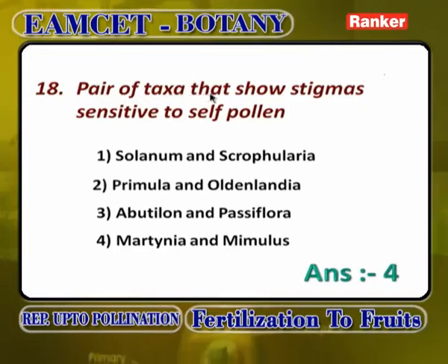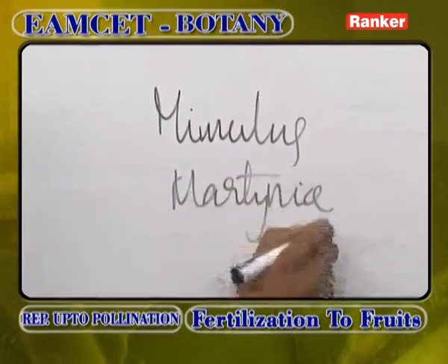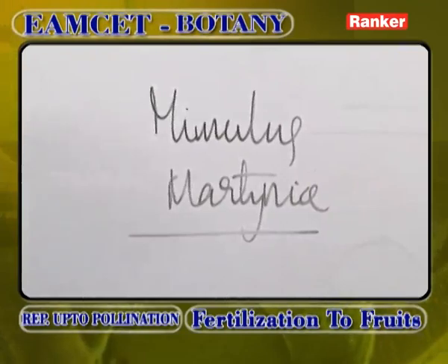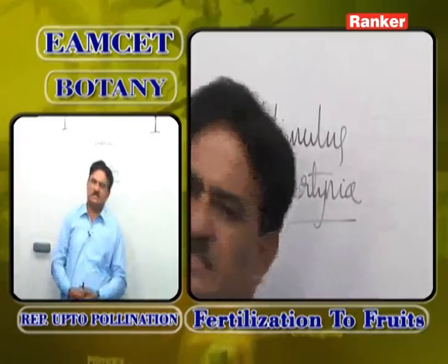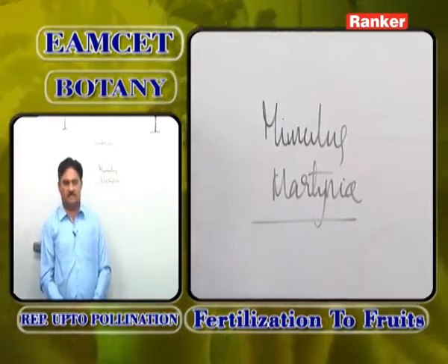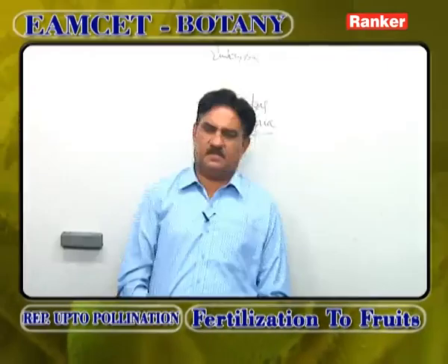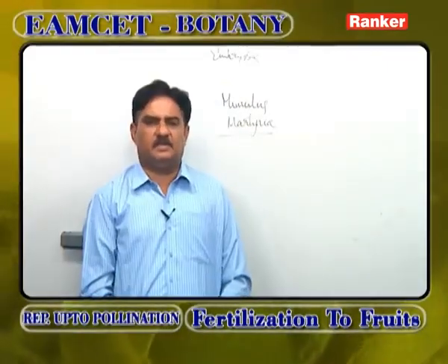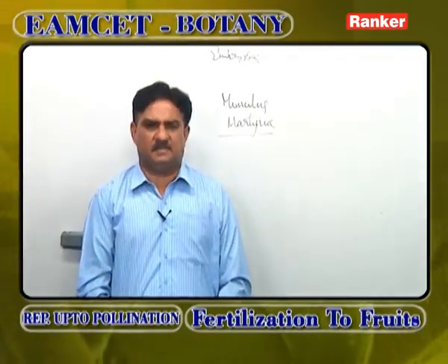Pair of taxa that show sensitive stigmas to self pollen: Mimulus and Martynia. The special feature in these two plants is that whenever the anther of the same flower is liberating the pollen grains, they close the sensitive areas in the stigma which receive the pollen and help in fertilization. Because they close the stigmatic lobes, they cannot collect the pollen grains liberated from the anther of the same flower.